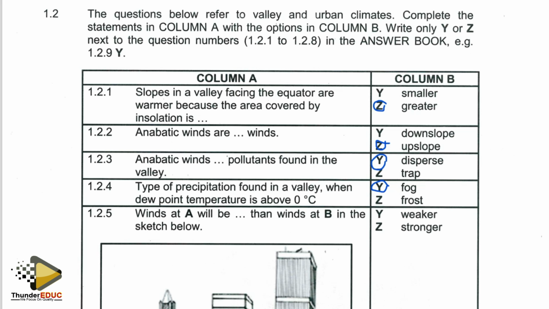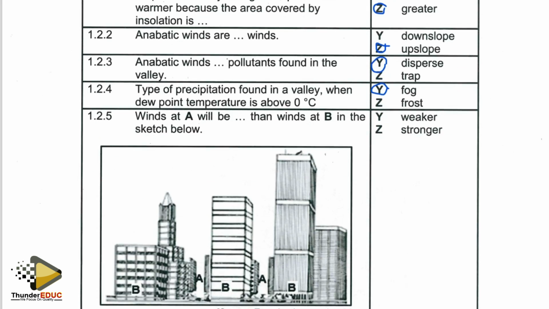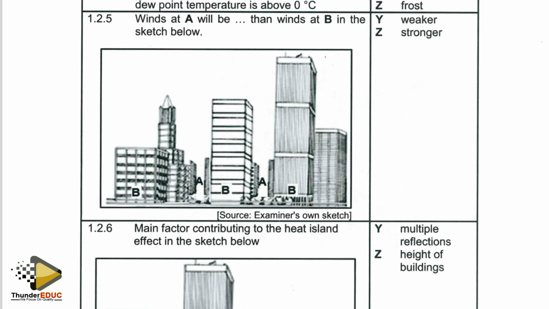Right, number 125, winds at A will be dash than winds at B in the sketch below. Let's try to analyze the sketch. We are seeing winds blowing in an urban environment. And where we see our B is falling on an open space, just by the sides of the taller buildings. And our A is falling within the taller buildings. So, comparing the winds at A and B, which ones will be weaker or stronger?